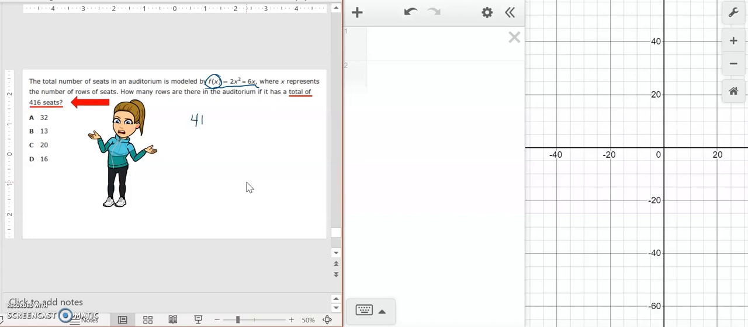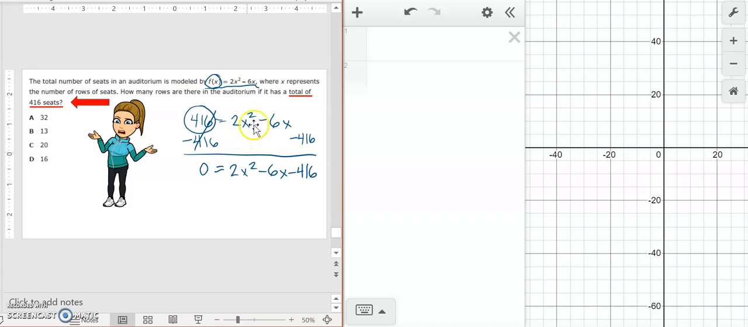So I would have 416 equals 2x squared minus 6x. Remember, we have to equal 0 or y or f of x. Right now we equal 416, but we don't care because we can make it 0. So I have 0 equals 2x squared minus 6x minus 416. Now it's in the form that I need.